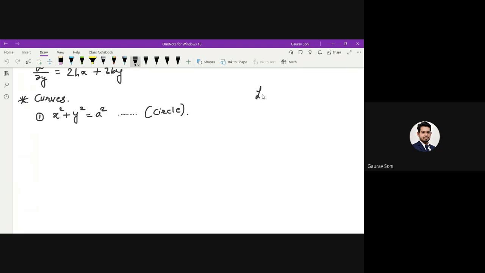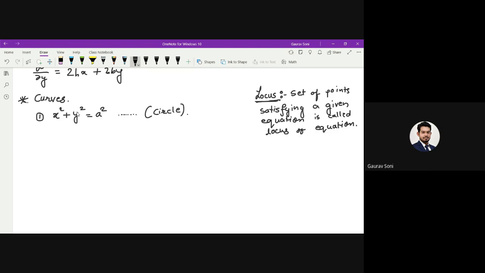I'll name the definition locus. What is a locus? What do you mean by locus? So the definition was like this: the set of points satisfying a given condition, satisfying a given equation, say, is called the locus of the equation.